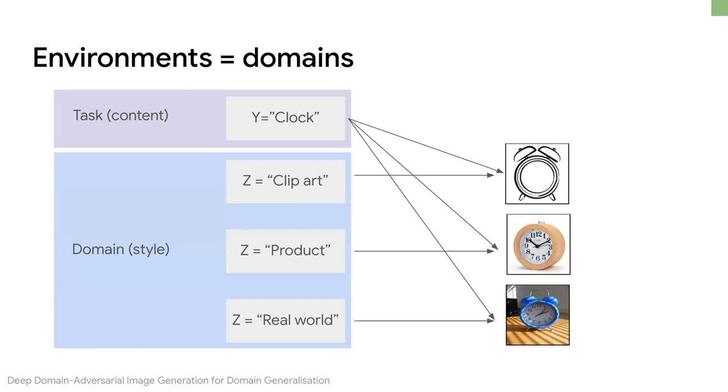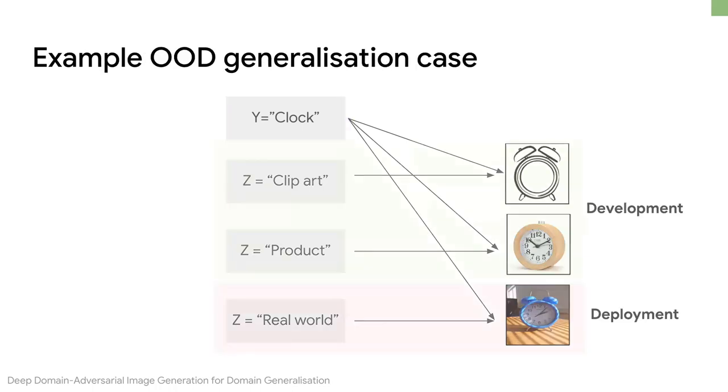So here's an example of different styles for the same content. For a clock, you may have different styles like clip art, product, real world. And if you combine these three different styles, you end up with different images here. Why does it matter? Because this is how OOD generalization is sometimes framed. So you have the same content with different styles. And the aim is to make the model generalize to a different distribution, which is defined by this different environment, from clip art and product to real world.